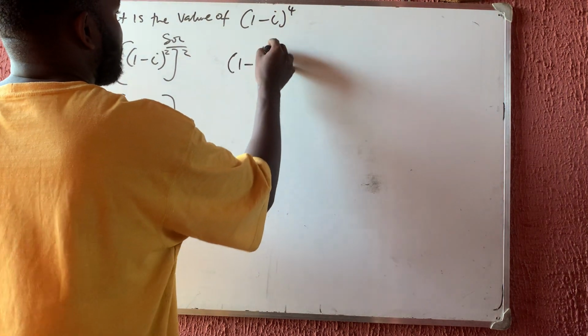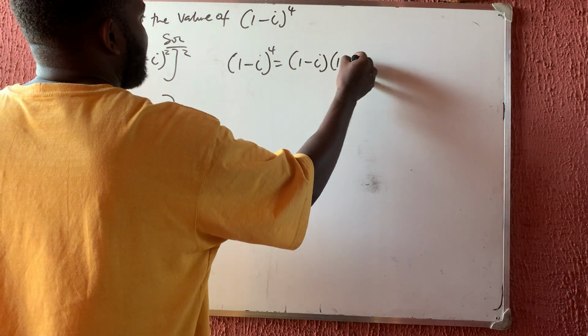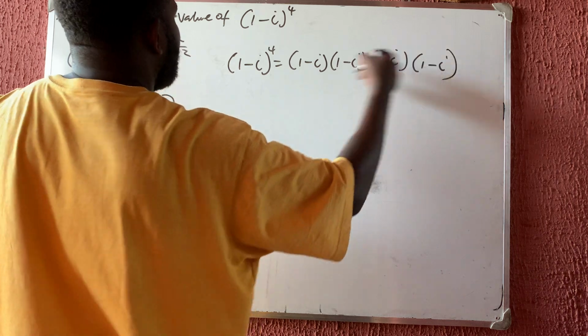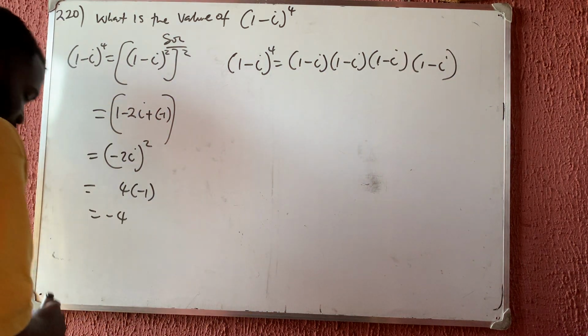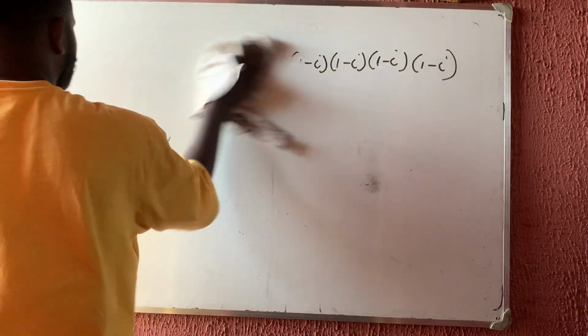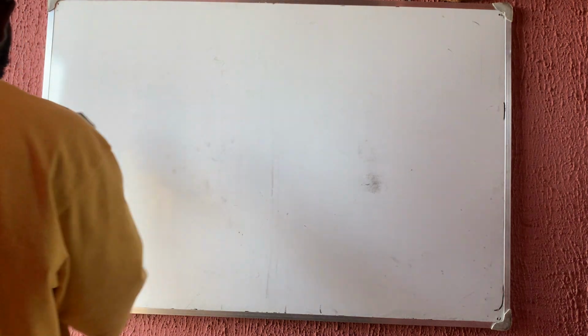1 minus i all raised to power 4 is 1 minus i into 1 minus i into 1 minus i into another 1 minus i. If you open this thing, you will still get the same answer. Or you use polar form to solve it. You can equally use polar form to solve it if you like. So it depends on the one you choose to do, but the answer is minus 4.